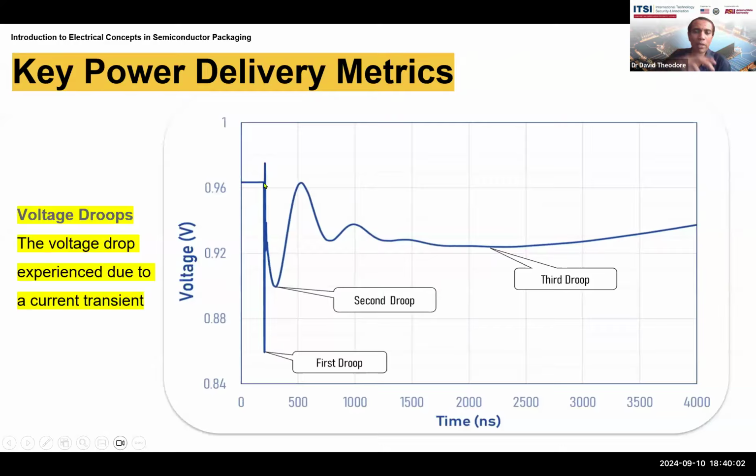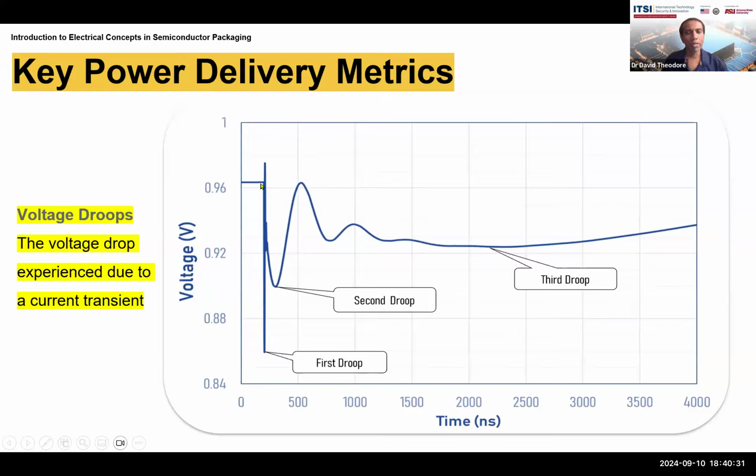Now, when you suddenly switch on a bunch of devices on your chip, and so you draw a lot of current, there's a sudden demand on the voltage regulator or the voltage source. And this demand is for electrical energy. You're suddenly drawing a lot of current, and the voltage regulator or the voltage source, whether it's a battery or a capacitor or whatever, takes a little time to respond.